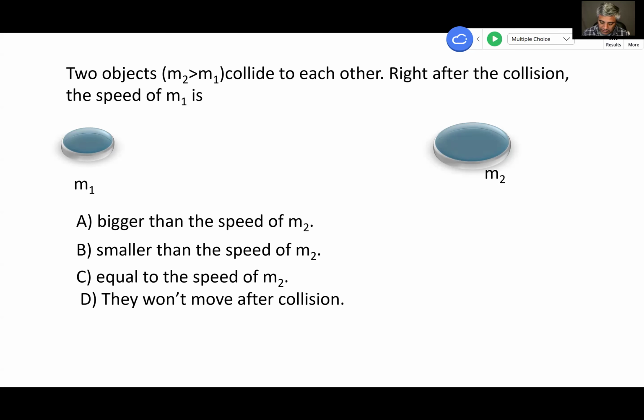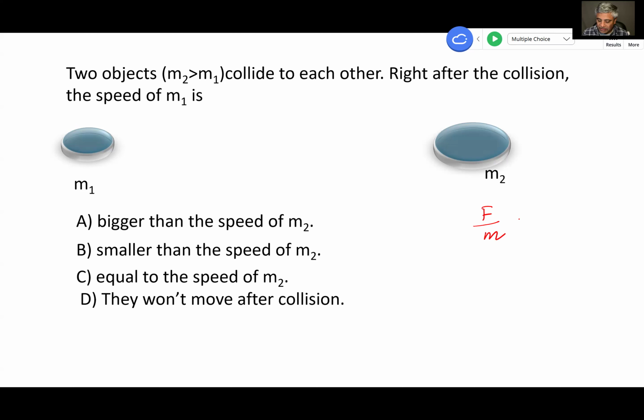Speed of M1: bigger than, smaller than, equal to, or they won't move after collision. Okay, so how do I answer this question? It looks a bit confusing and difficult. So we learned that force is the same, right? In the previous slide, we learned force is the same.